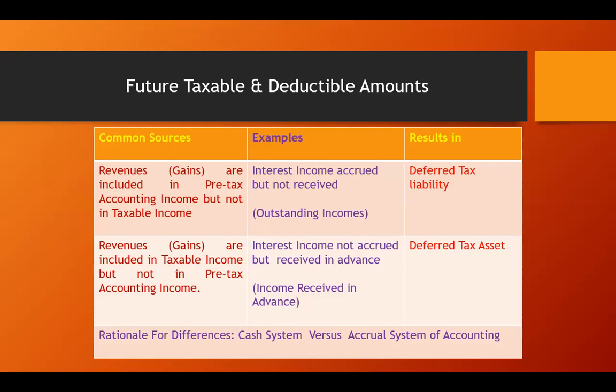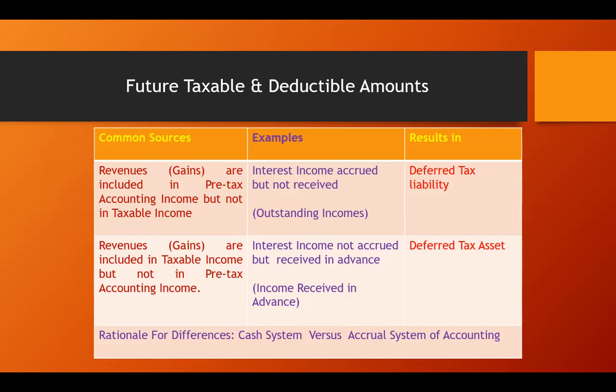Example, interest income accrued but not received. We say outstanding incomes. We are showing it on the credit side of the profit and loss account. We are considering it as revenue recognition, but it results in deferred tax liability because we are not paying tax on that in that year. We are showing it as income in the accounting, but we are not paying tax because income tax doesn't accept this. Income due but not received is not accepted in the Income Tax Act. Therefore, it results in deferred tax liability.